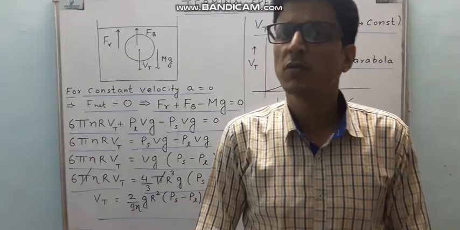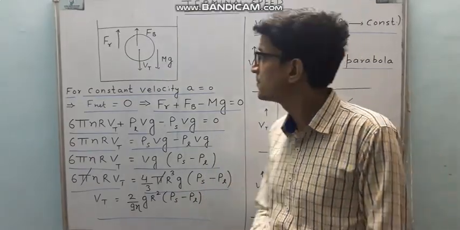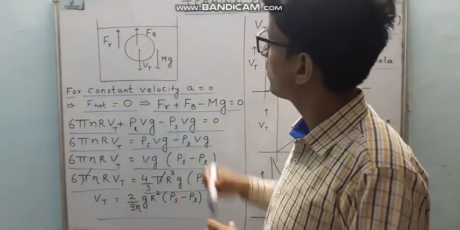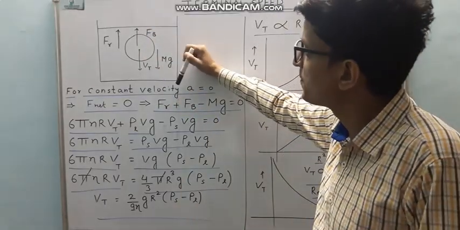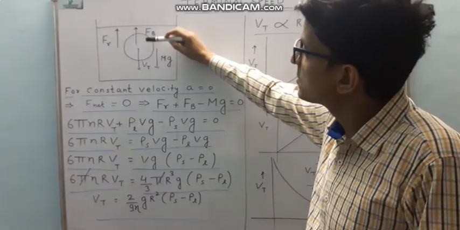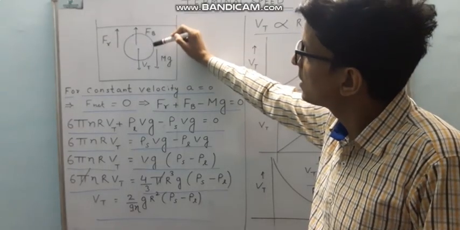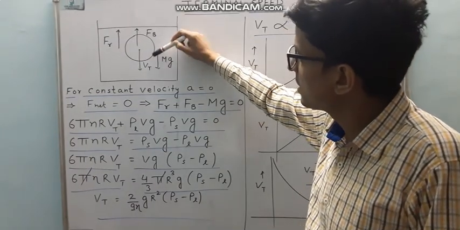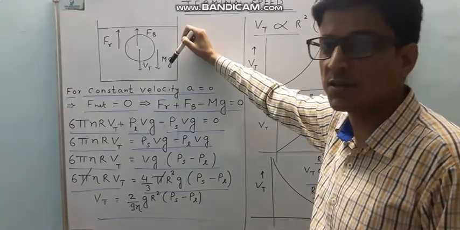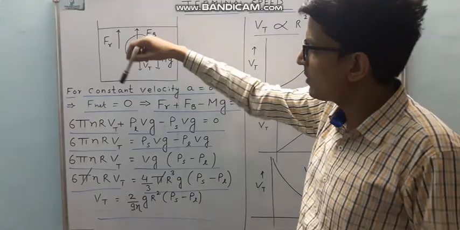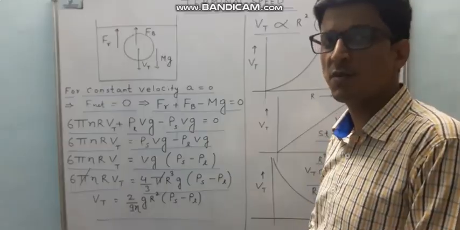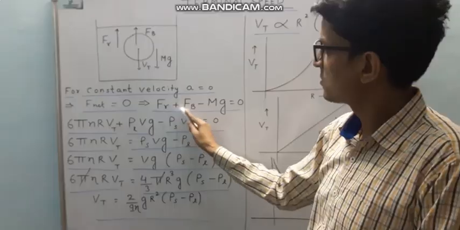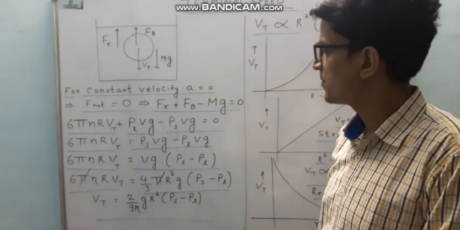So let's look into the things with proper perspective. Suppose this is a sphere and it's moving with the constant speed Vt. The forces acting on the sphere will be buoyant force in vertically upward direction, resistive force in vertically upward direction, and weight in vertically downward direction. And we know that if velocity is constant, then acceleration will be zero, so net force will be zero.